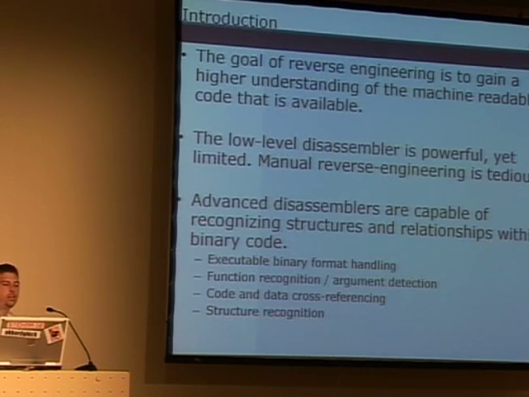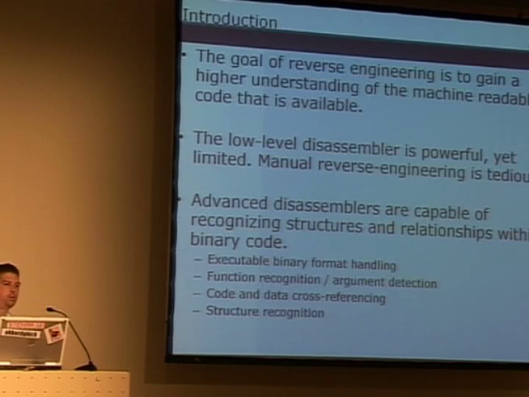The goal of reverse engineering is generally to gain a higher level understanding of something that you don't have much information about. And the low-level disassembler is powerful, but it's very limited as an instruction decoder, in the sense that it's powerful because it gives us a readable representation of code, but it doesn't really do a lot of work for us off the bat. So it's a pretty tedious process to manually comment all your code and manually discover every little bit of functionality from a line-by-line assembly representation.